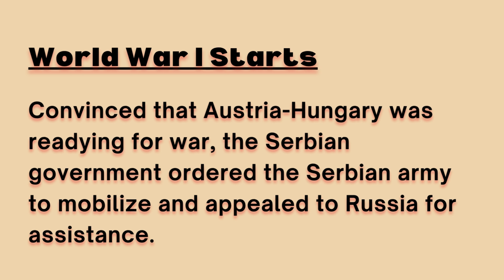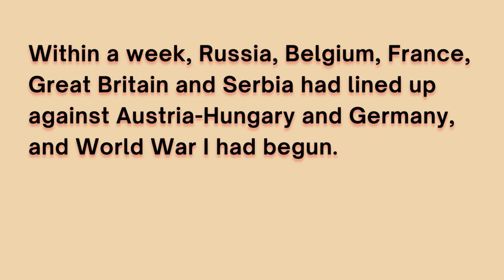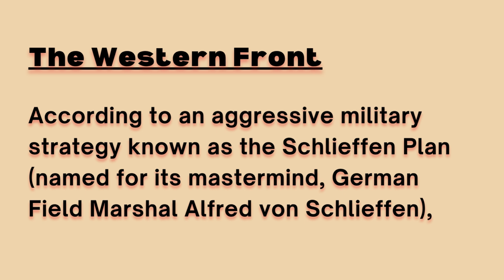World War I. Convinced that Austria-Hungary was readying for war, the Serbian government ordered the Serbian army to mobilize and appealed to Russia for assistance. On July 28, Austria-Hungary declared war on Serbia, and the tenuous peace between Europe's great powers quickly collapsed. Within a week, Russia, Belgium, France, Great Britain and Serbia had lined up against Austria-Hungary and Germany, and World War I had begun.